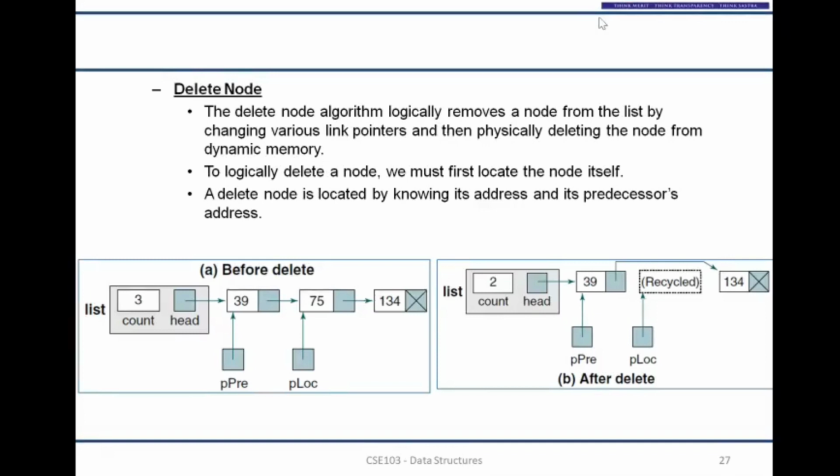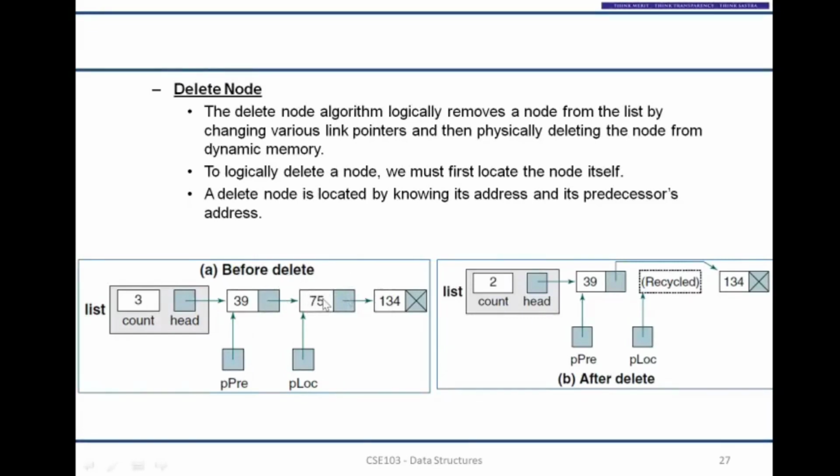Okay, so to logically delete a node, we must first locate the node. And also we should know the predecessor node's address. We need the target node's address and also its predecessor's address. Two we need. Now let us check these 2 diagrams before delete. So what we need to delete is 75. And 75's next contains 134. Now, what is the predecessor of 75? 39.